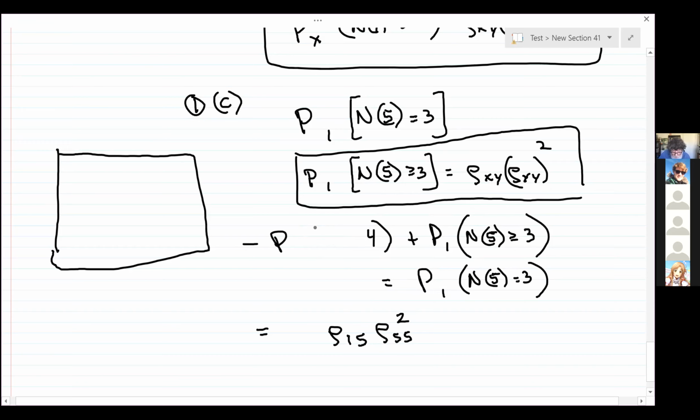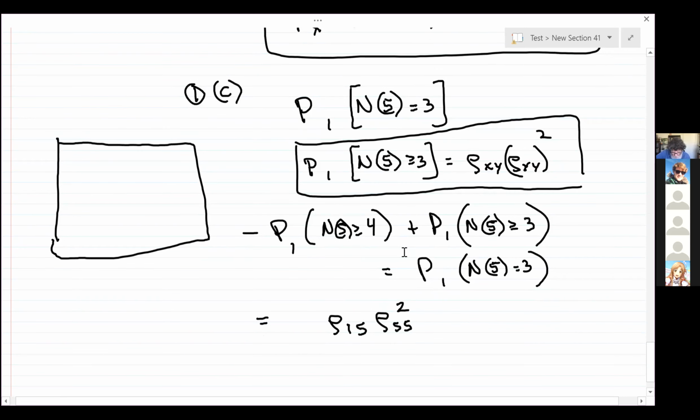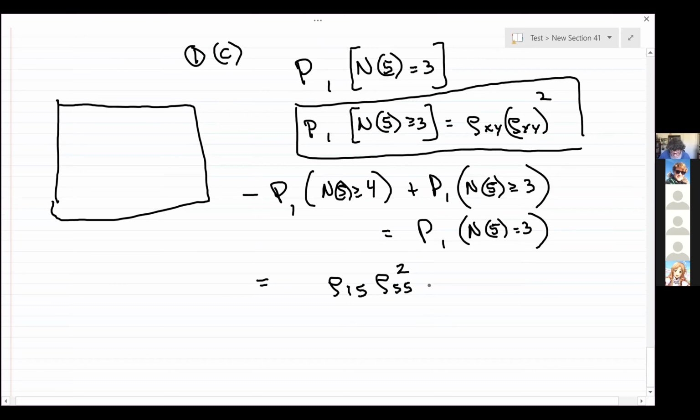And then what I just had here before I lost it. And 5 was what? Greater than or equal to 4. And that one would be rho 1 5, rho 5 5 to the third. So when you take the difference, you get this. Rho 1 5, rho 5 5 to the second power times what? 1 minus rho 5 5.